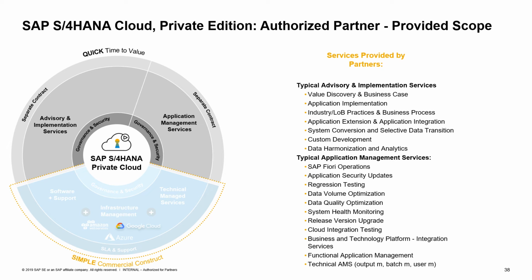So let's take a look in more detail. First, we see the typical advisory and implementation services offered by our partners, and you can see them listed here. And then also the typical application managed services that you would offer your customers once you go live. So there's lots of opportunity for our customers to monetize the business, providing you, our authorized partner, a lot of scope that you can provide to your customer.